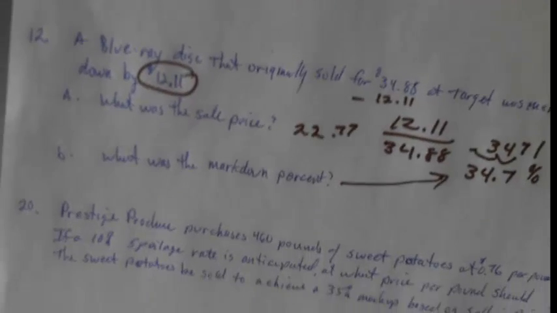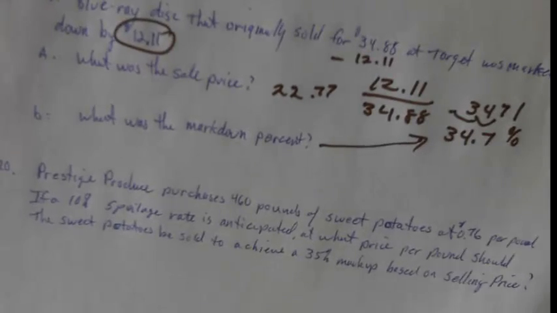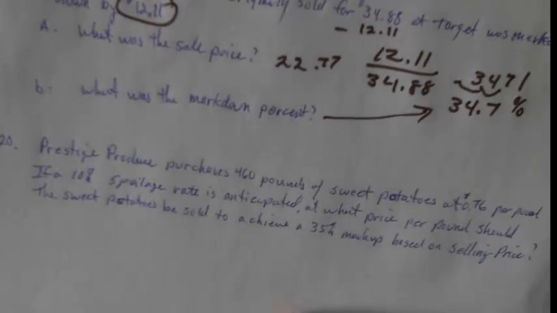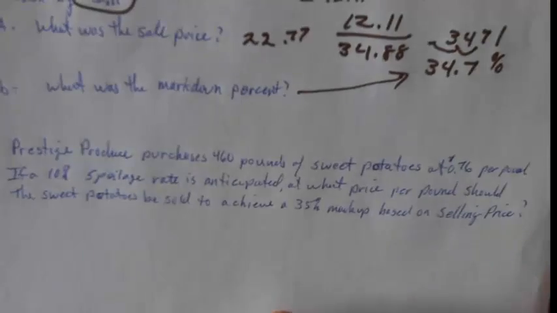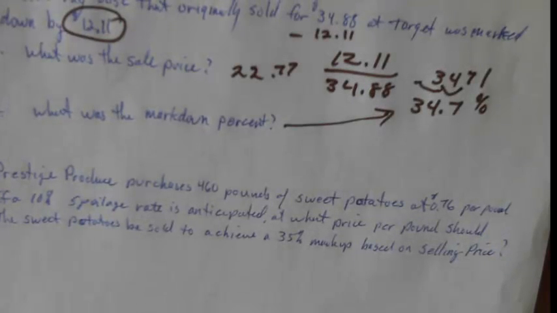Okay, let's do one with the spoilage rate, because that's one of the examples in there that's a little bit more tricky. And I'd like you to pay attention when you read through that section, because that has a couple of steps in there. So let's look at number 20. Number 20 says that Prestige Produce produces 460 pounds of sweet potatoes at 76 cents per pound. If a 10% spoilage rate is anticipated, what is the price per pound the sweet potatoes should be sold to achieve a 35% markup based on the selling price?